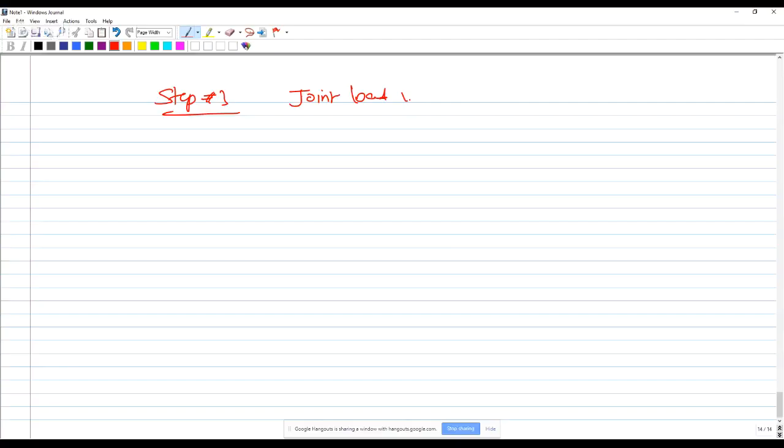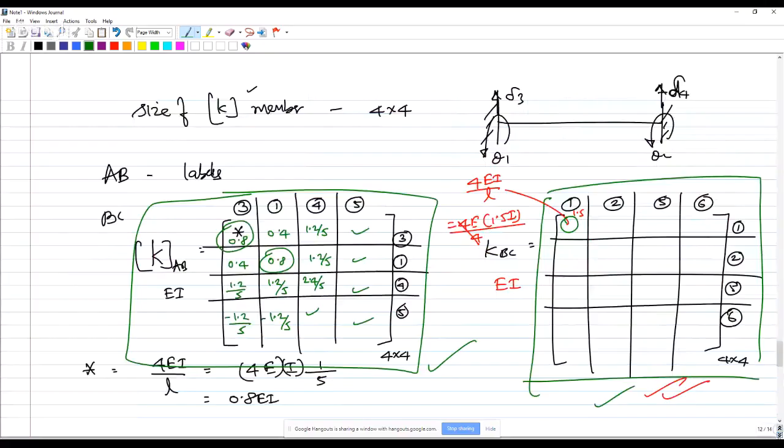So many people had confusion in this joint load vector. It's very simple. I must first find the fixed end moments and reverse the sign to get the joint load vector. Let us see how we are going to do this. We'll spend another 5 minutes to solve this problem and complete.